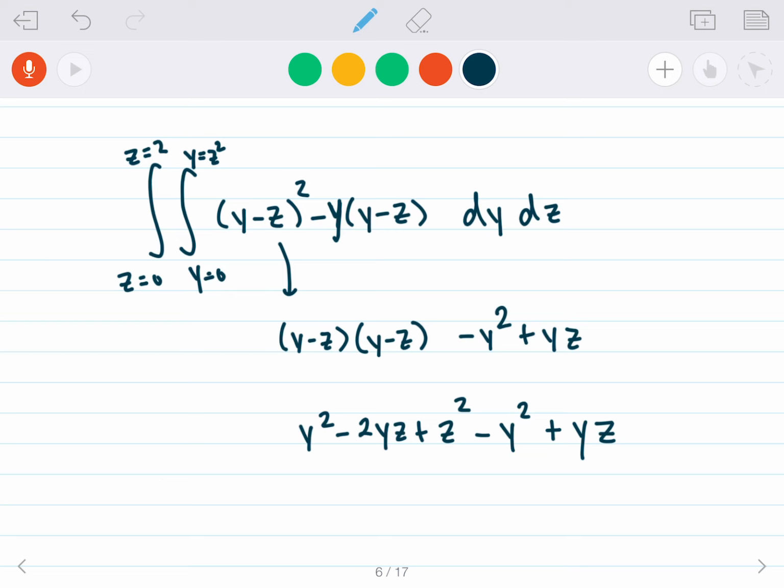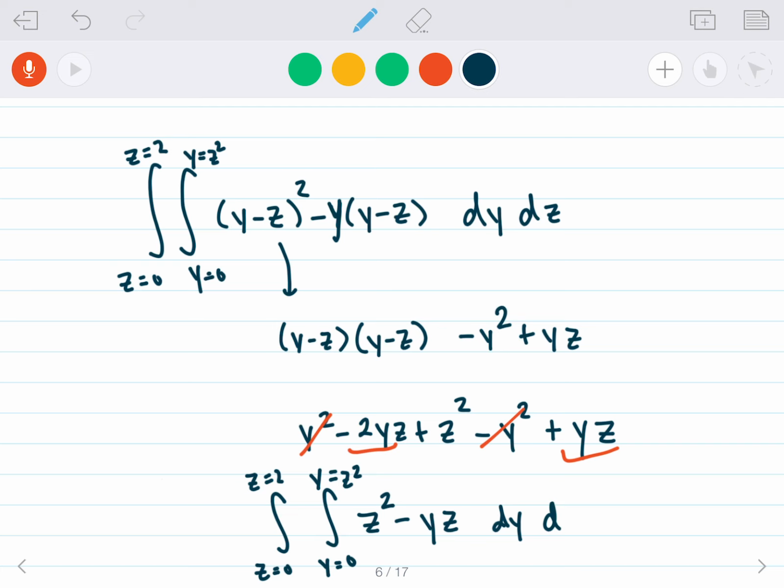Alright, I do have these like terms I can get rid of right there. And I have negative 2yz plus 1yz is negative 1yz. So this becomes z squared minus yz. And I'm going from y equals 0, I haven't integrated yet, to y equals z squared. And then from z equals 0 to z equals 2.